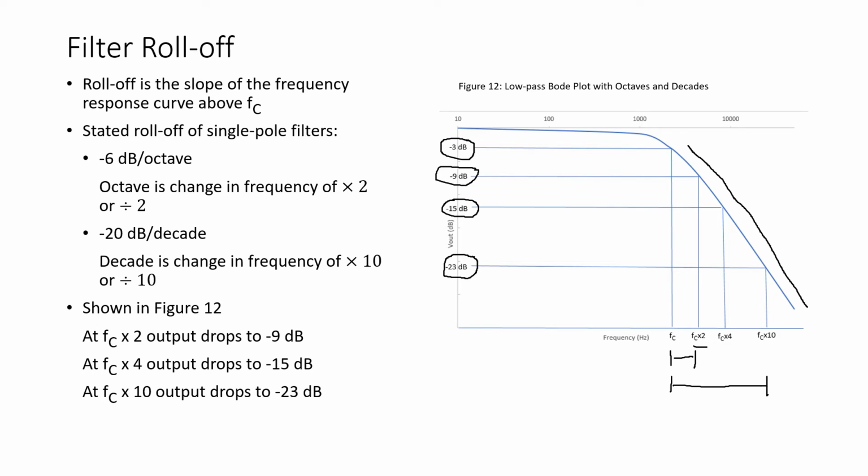So one of the benefits of using a Bode plot is that we can fairly easily predict the output voltage at these integral multiples of the cutoff frequency.